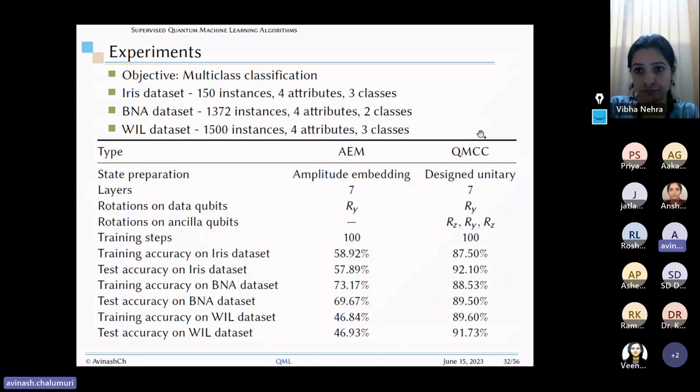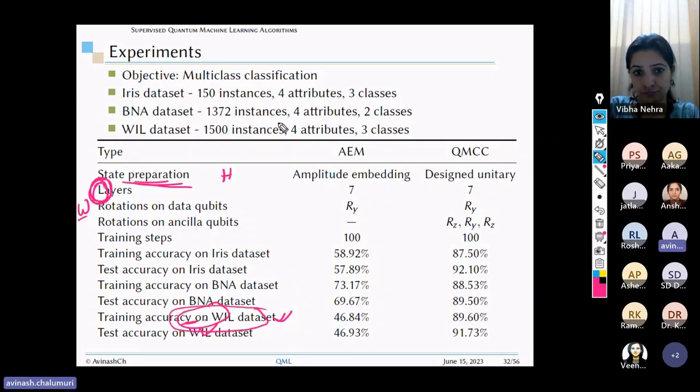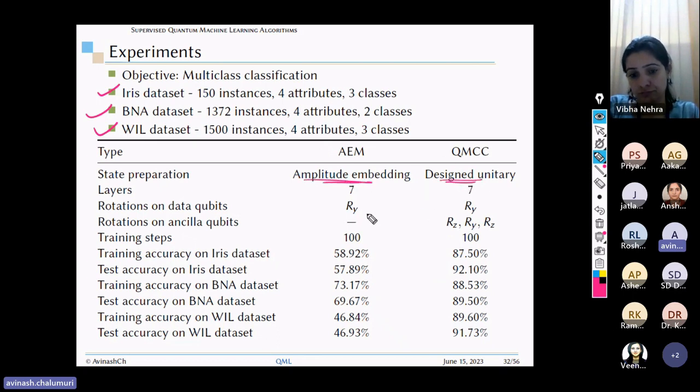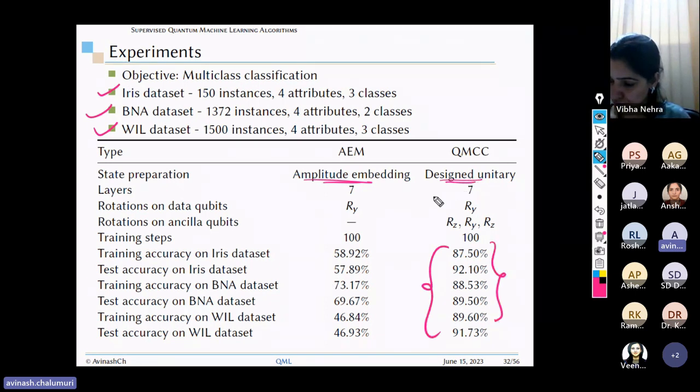Right. So these are the results on the IRIS dataset. We selected the simple IRIS dataset, BNA, and a wireless indoor localization dataset. We used amplitude embedding, and we also used our own encoding scheme. We observed that our encoding scheme is giving very good results.